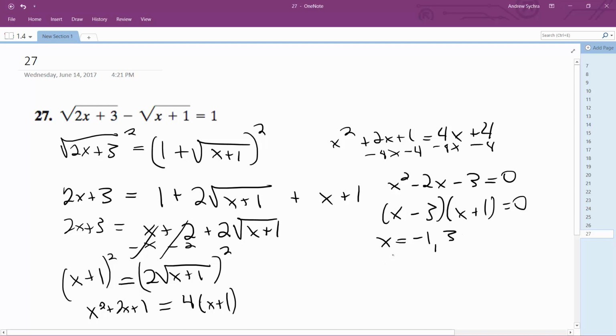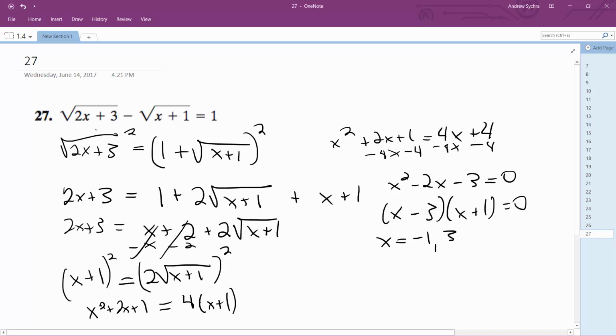We don't know which ones are right. So does negative 1 work? If we plug in negative 1 here, we get negative 2 plus 3, so that's 1, minus negative 1, that cancels that to 0. So negative 1 is the solution.